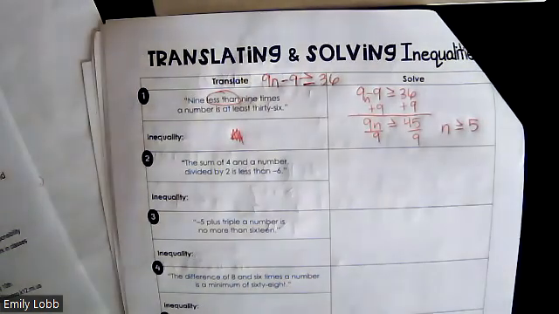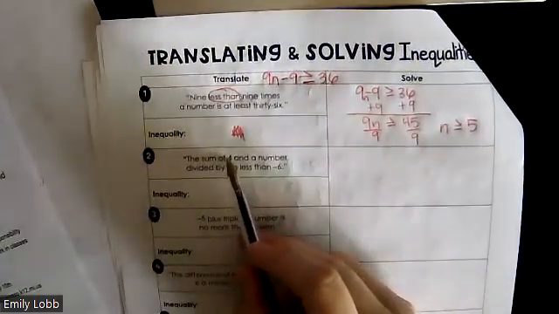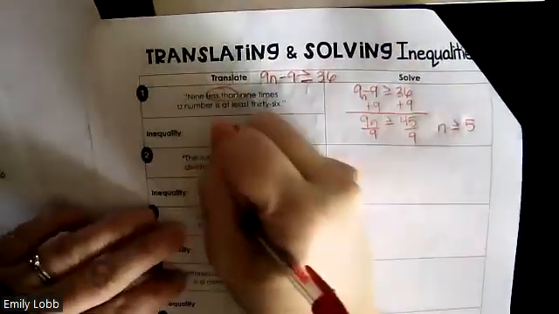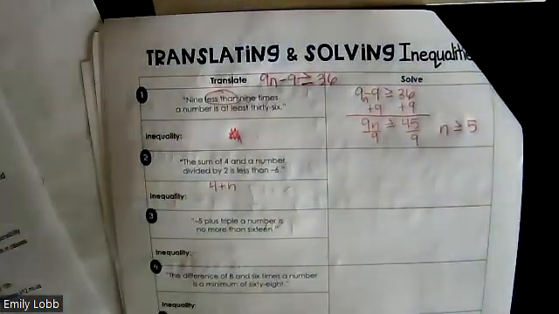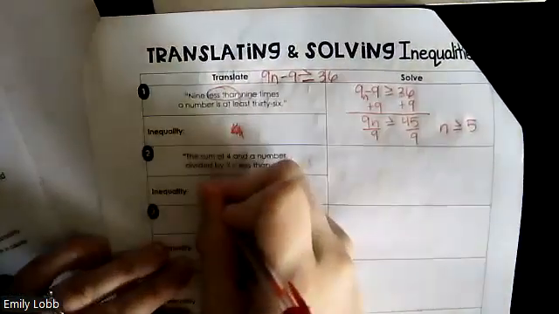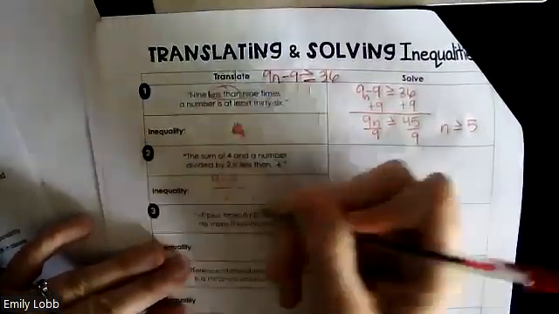All right, this one's weird too. The sum of 4 and a number. So we have 4 plus a number, right? Divided by 2. So this is where they give you this divided by 2.